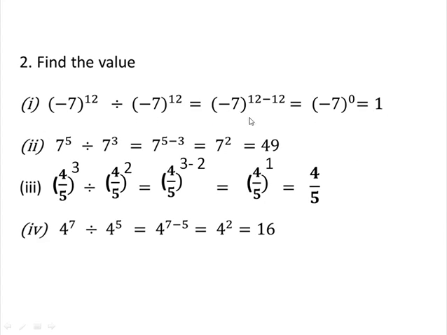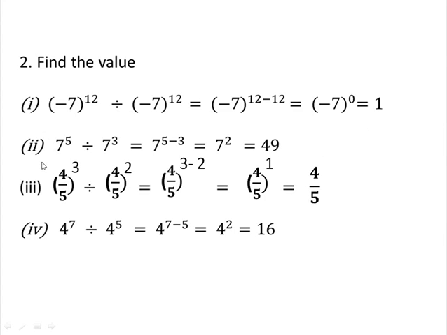Let us go through the rules of indices. Here the bases are same, so we will subtract the indices. That is negative 7 raised to the power 12 minus 12. That is negative 7 raised to the power 0. Any number raised to 0 is 1. Hence, negative 7 raised to 12 divided by negative 7 raised to 12 is 1.